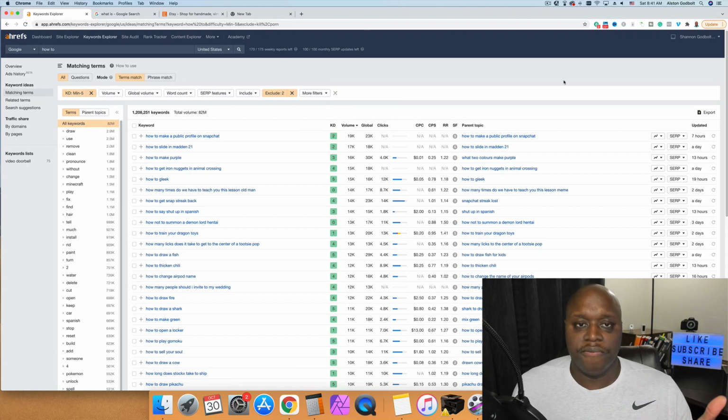So the first thing that we're going to do is jump over to a keyword research tool. This keyword research tool that I like and use is called Ahrefs. If you have no money, you can get started for $7 for 7 days. I recommend that you get this tool to make your life much easier as you start helping people.